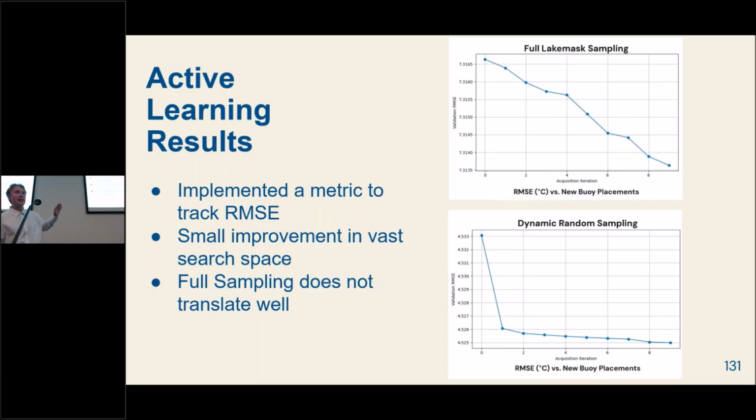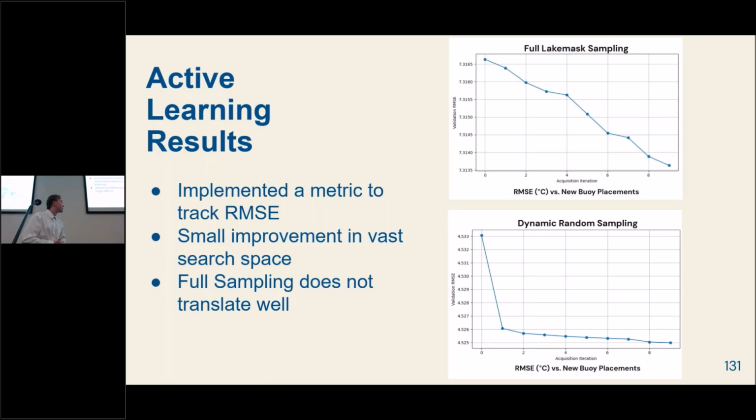Whereas in dynamic random sampling, our main run was we would randomize 500 points during training, and we would do that 50 times. And so every single training iteration, it would have to deal with this small number of points, and it would have to work its way around the lake. And so it's very comfortable using these 300 or so points. So even though the prediction was great for full lake mask sampling, the metric we use for active learning shows that it's not necessarily as good.